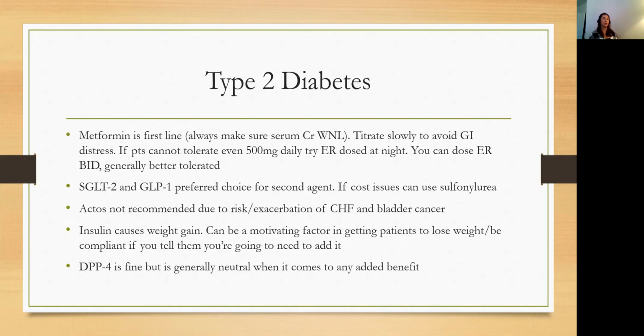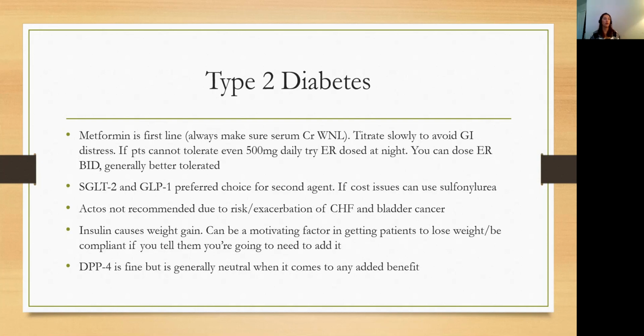You want to titrate this slowly to avoid GI distress. So the biggest complaint everybody has about metformin is diarrhea. And so if you can start it low and increase it very slowly, usually they can tolerate it better and they're not going to say, oh, I'm never taking that again.